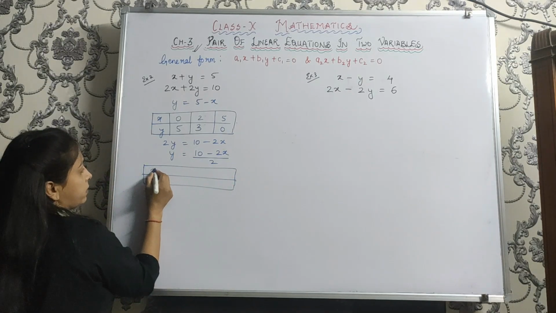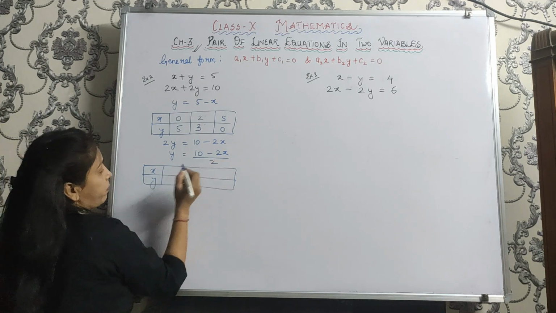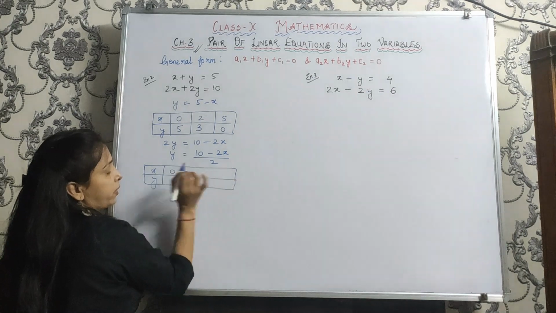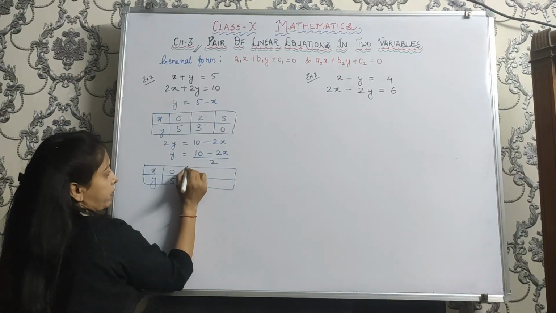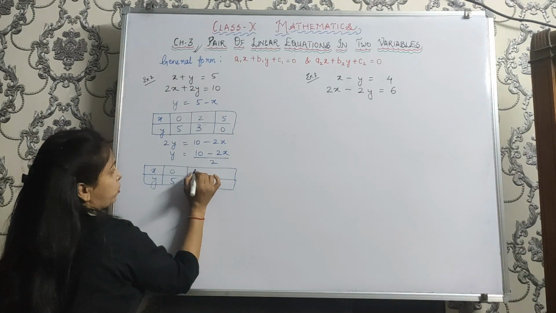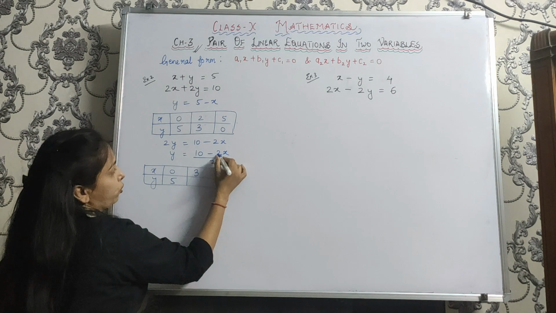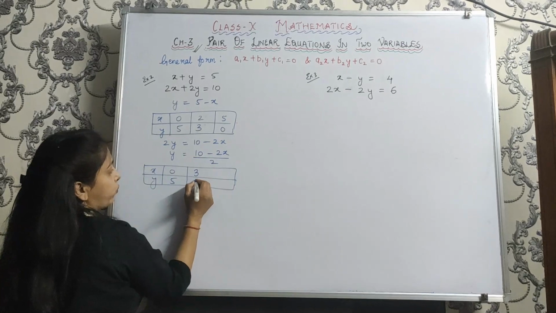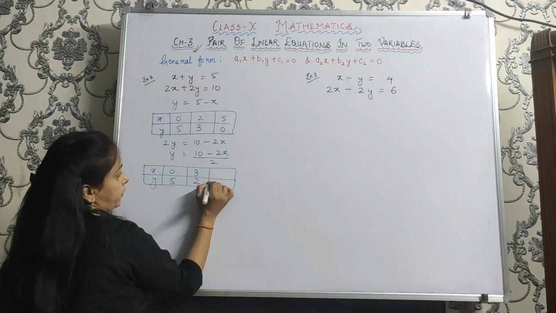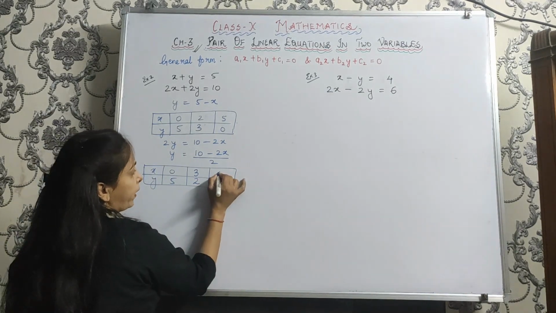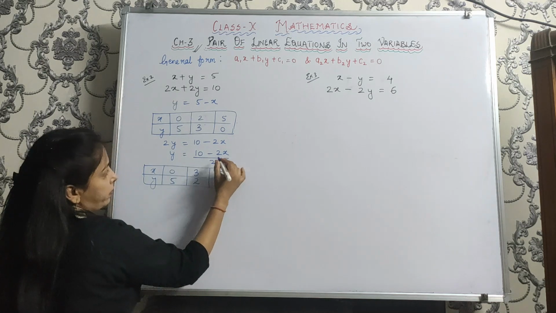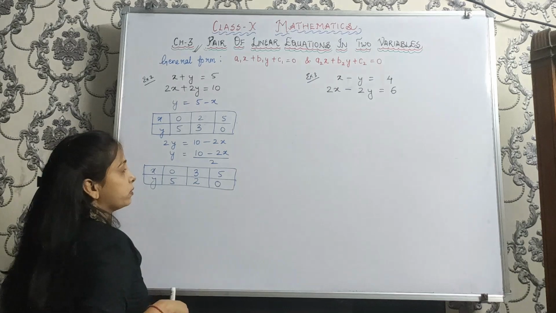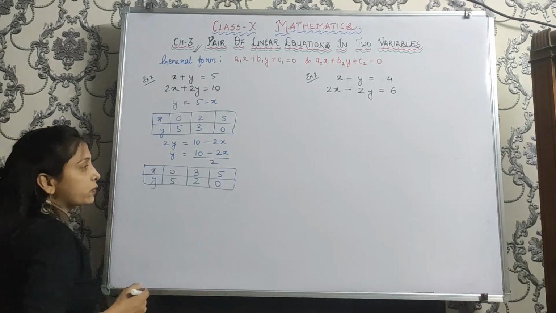So in this case, if I take the value of x as 0, then this becomes 10 minus 0 is 10, divided by 2 we get 5. If I take x as 3, 2 into 3 is 6, 10 minus 6 is 4, 4 divided by 2 we get 2. Next let's take the value 5 here. 2 into 5 is 10, 10 minus 10 is 0, 0 by 2 is 0. So these are the tables for this.